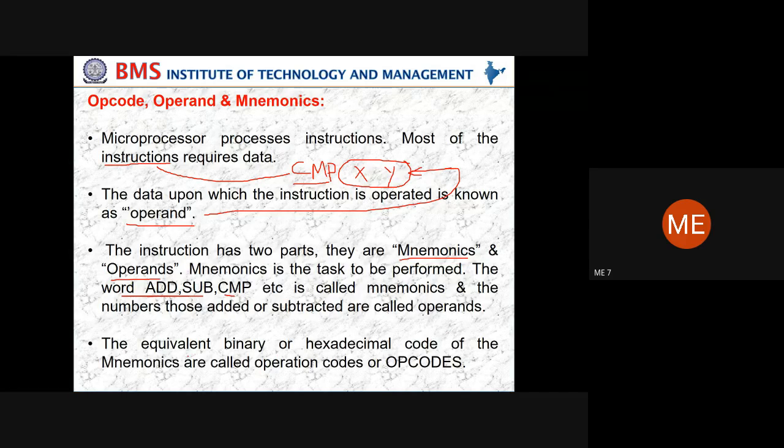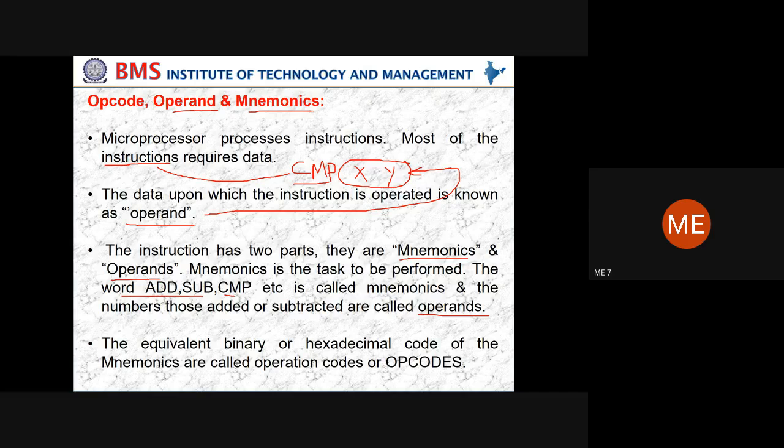Next are the numbers, which are nothing but the data. The data that are added or subtracted are called the operands. These two, x and y, are the comparison values, the values to be compared. So those are called the operands. Therefore, we now have operands and mnemonics.